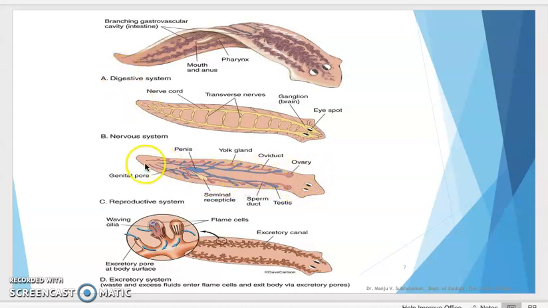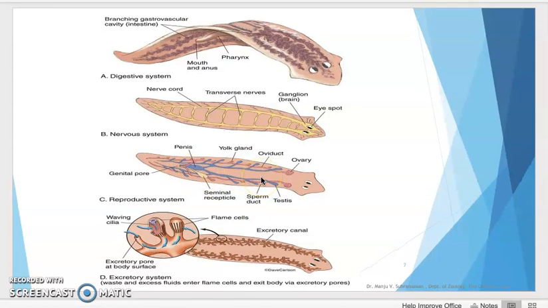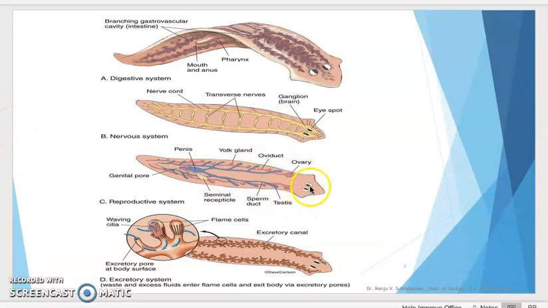and this is the reproductive structure of Planaria. You can see both the male and the female, those are hermaphrodite. You can see the so-called ovary, the oviduct, then the yolk glands are present. Then you can see the genital opening. Then the reproductive structures include the testis, sperm duct, seminal receptacle, and the penis, and there is a genital pore. And you can see a pair of eye spots present on the dorsal side.